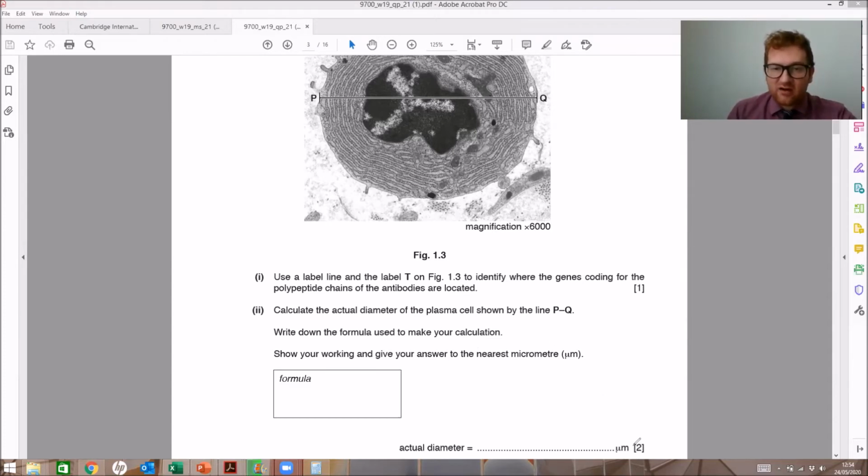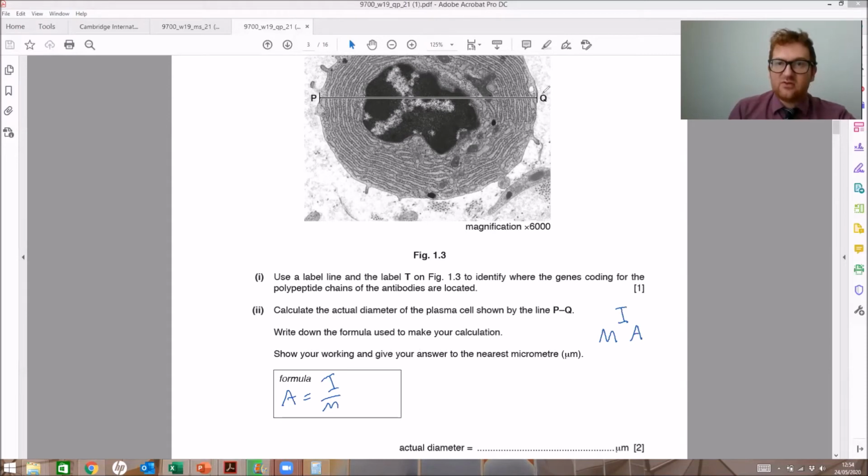Okay, so it's worth 2 marks, and it says write the formula down. So this is indicative that this is part of the question too, and worth 1 mark. If we remember from our earlier formulas in GCSE and A level, you remember this triangle. You just rearrange it so A equals I divided by M. Okay, so you can put A equals I divided by M. Give your answer to the nearest micrometer.